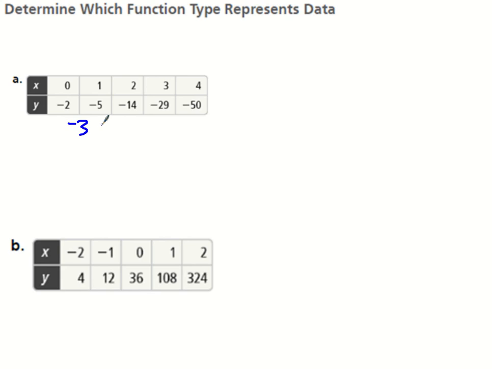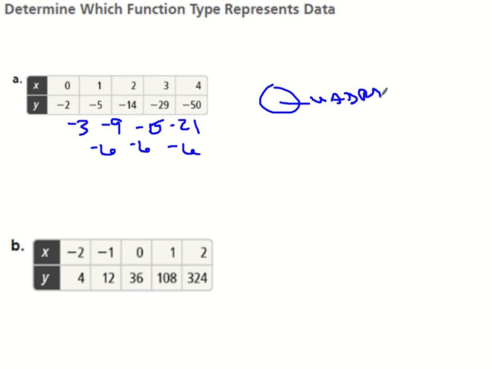Okay, so this one's going down 3, down 9, down 15, down 21, so it's not linear. Well, it looks like the second difference is going down 6 more each time, so therefore this A is quadratic. Sorry, I'm using my mouse, so that's why my writing, not that my handwriting is ever that much better, but it's a little bit more difficult with the mouse.